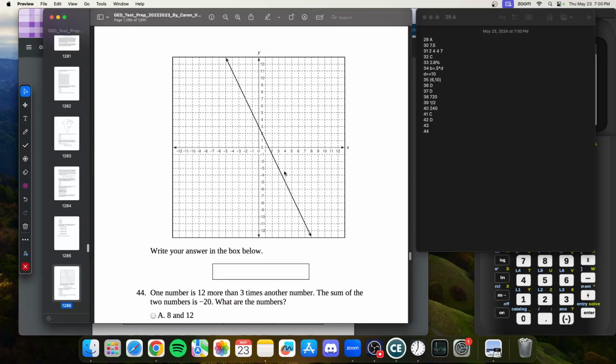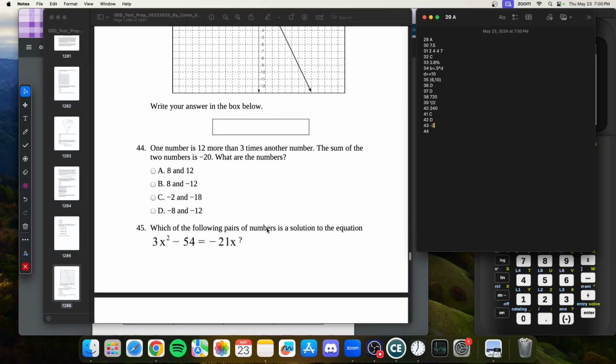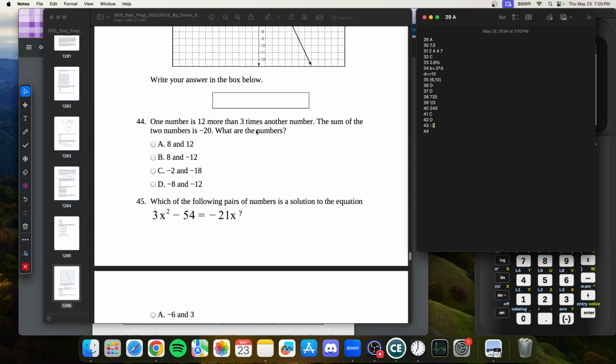Okay. What is the slope? Up 1 over 2, negative 2. And then one number is 12 more than 3 times another number. The sum of the numbers is -20. What are the numbers? One number is 12 more than 3 times another number. x plus y is equal to -20.